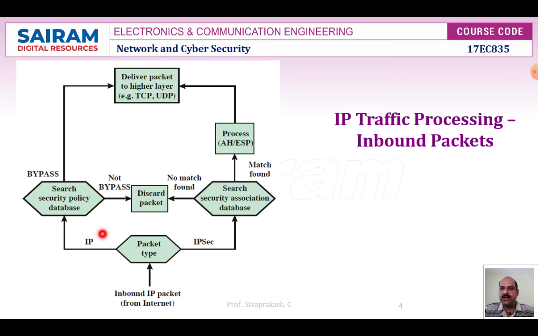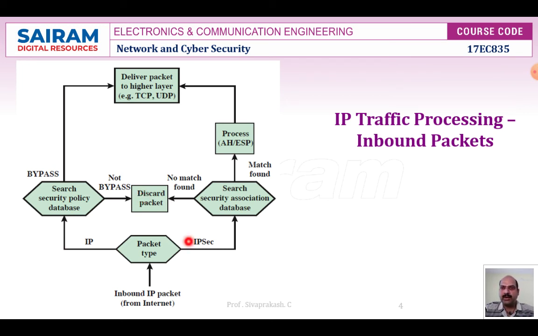So if the packet is unsecured, IP security searches the security policy database for bypass or not bypass. If it is a bypass, then the IP header is processed and stripped off, and the packet body is delivered to the higher layer like TCP or UDP. If the match found is protect or discard, that is not bypass, or there is no matching entry in the security policy database, then that packet is discarded. This is how it works for an unsecured IP packet.